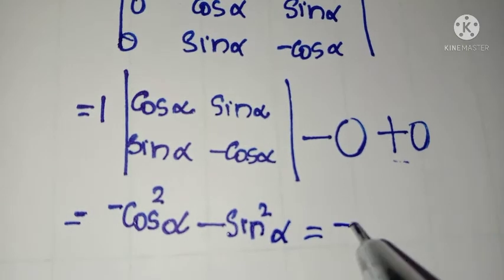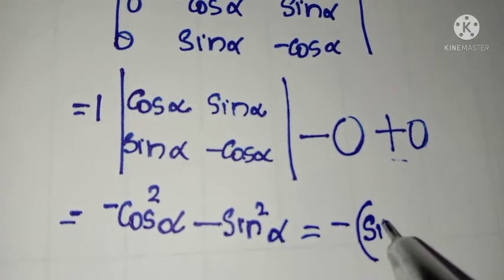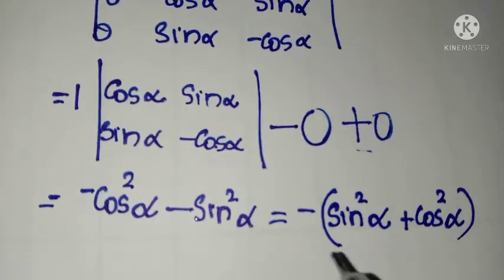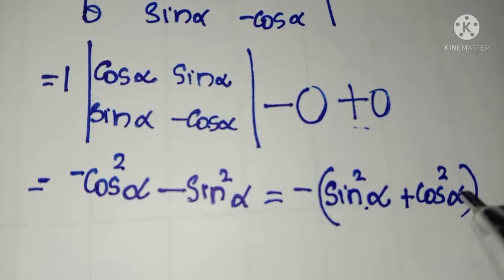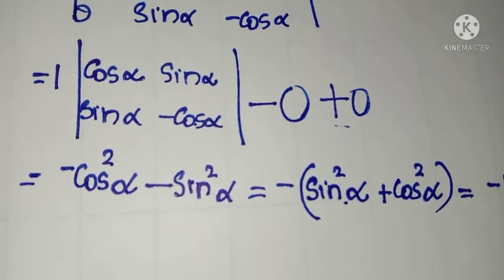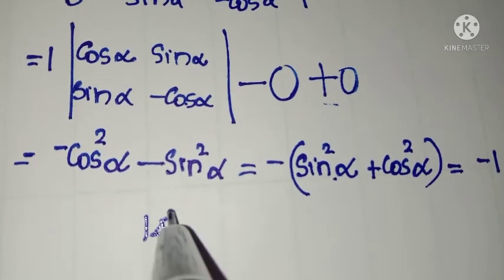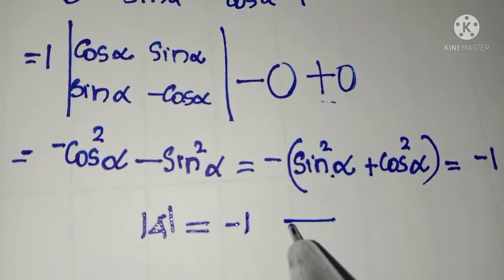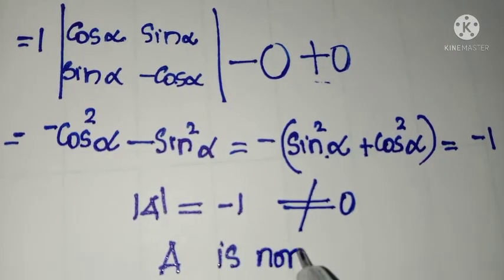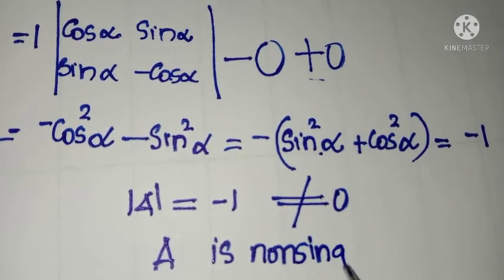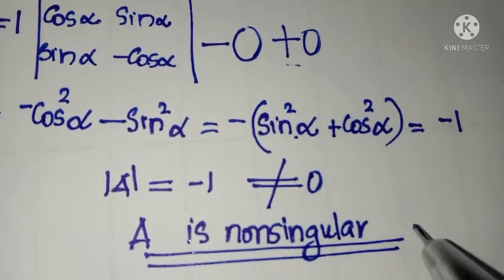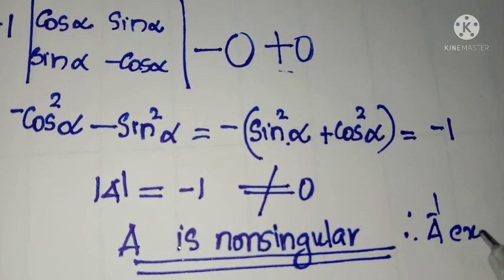Take the negative sign outside and arrange the terms. This becomes sin square alpha plus cos square alpha. This is the identity: sin square alpha plus cos square alpha is equal to 1, and therefore this is equal to -1. So determinant A is equal to -1. That is, the given matrix A is non-singular. Determinant A not equal to 0 means the given matrix is non-singular and therefore A inverse exists.